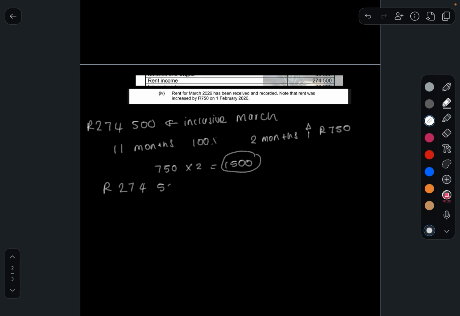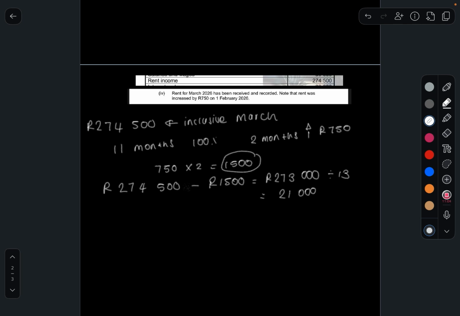So we're gonna say the 750 times 2, which is 1,500, and then you're gonna subtract this amount from the 274,500 so that we can get a clear picture of how much initially was this rent. Then I get 273,000, and then now we can divide it, right? So we're going to divide it by 13 months because it's an addition of March. Divided by 13 months, I get 21,000. That means for the 11 months, we were paid 21,000 for rent, right?